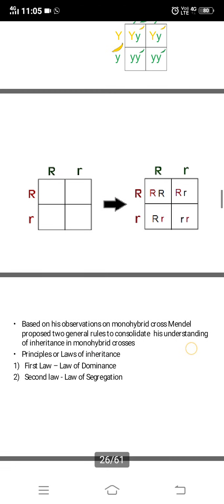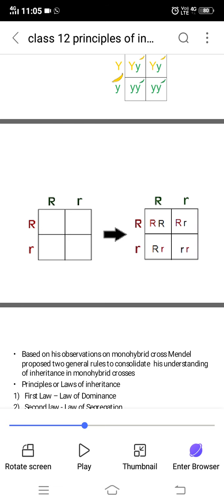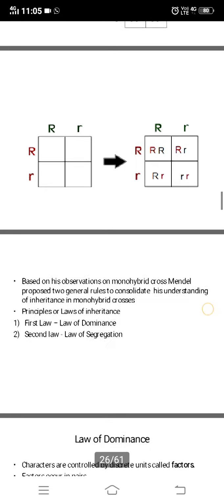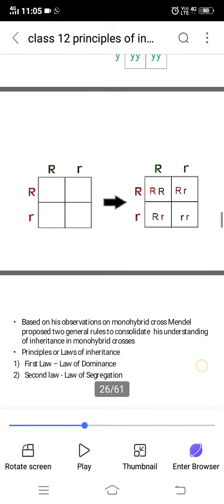Based on his observation on the monohybrid cross, Mendel proposed two general rules to consolidate his understanding of inheritance in monohybrid crosses. What are the two main laws which he gave? That was the law of dominance and the law of segregation. We will see these in the next slide.